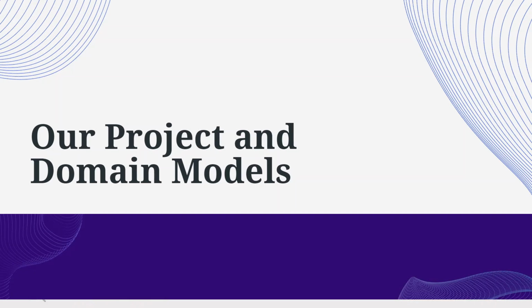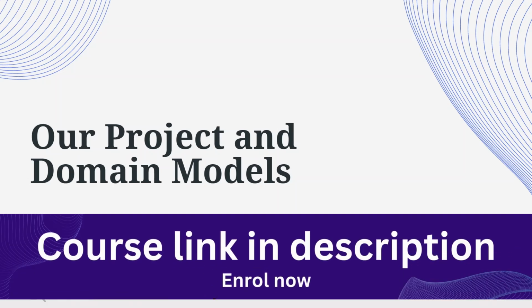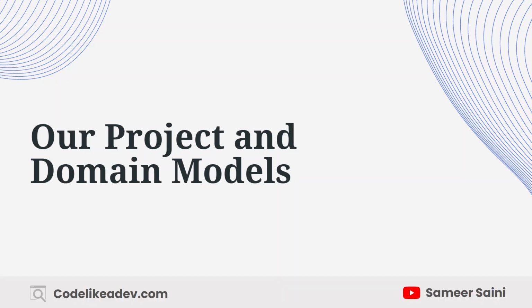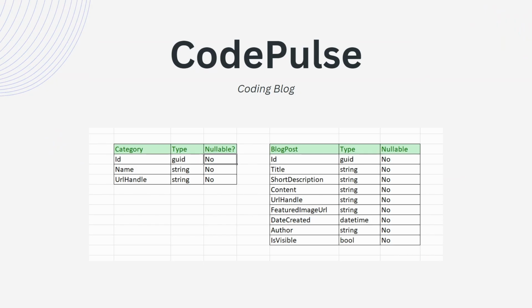Now that we have covered our basics, it's now time to dive deep and create a full real-world web API. We will be building a web API that manages a technical coding blog. This is how our domain model will look. It comprises of these two important domain models. One is the category and one is the blog post.